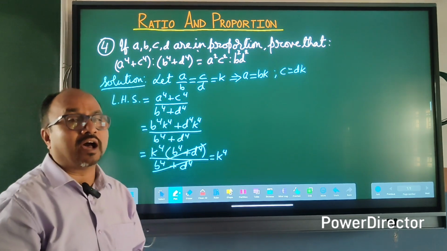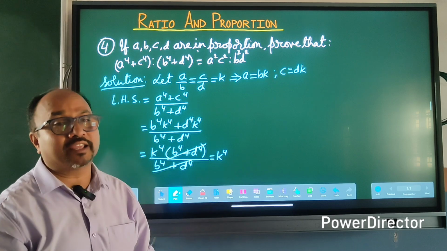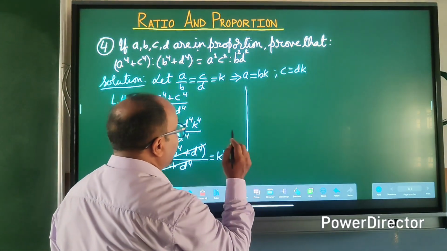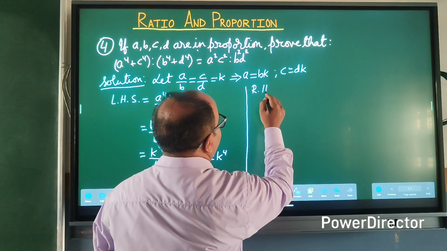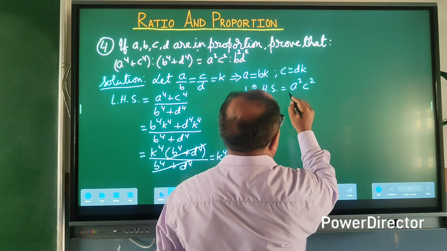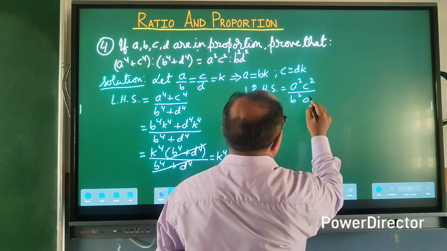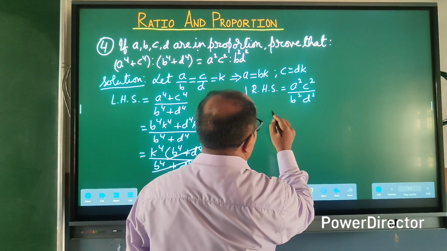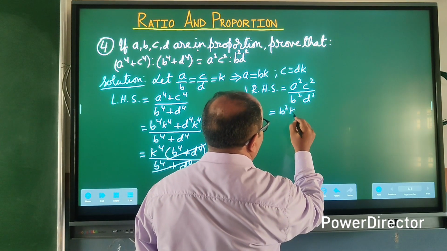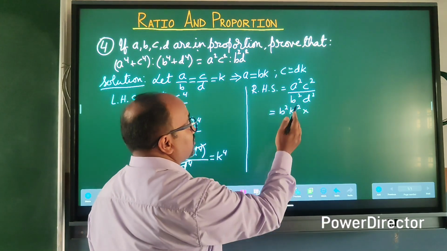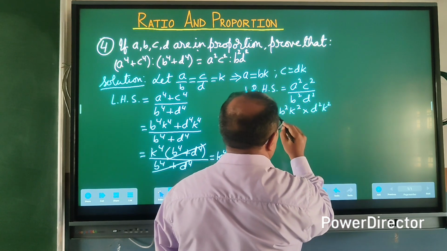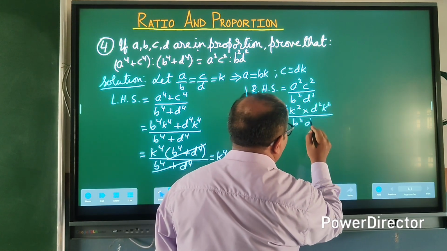Now we need to solve the RHS part and also get the same result K to the power 4 to get LHS equals to RHS. So I am solving RHS here. So which is A square, C square and by B square, D square. So now I will substitute A as BK. So it becomes B square, K square into C as DK. So it becomes D square, K square. Denominator we need not change.